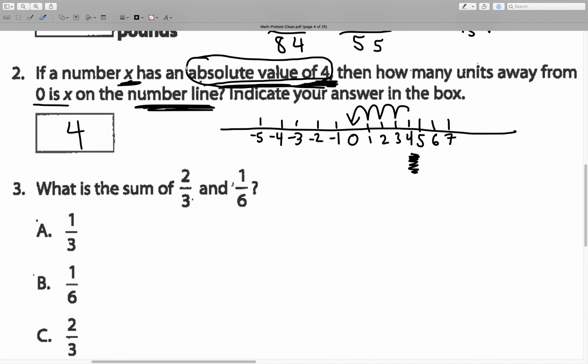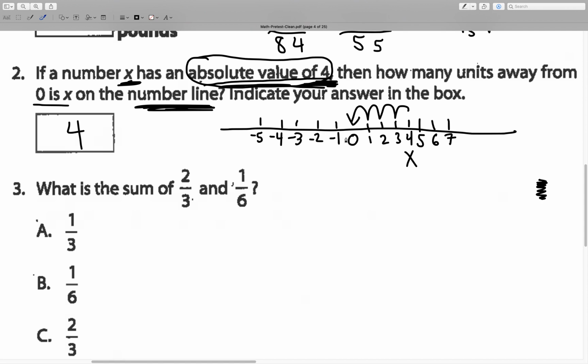If x, let's just imagine x is right over here. Let's imagine x right here. X is 4. We start right here. And then how many units away from 0? 1, 2, 3, 4. Perfect, right over here.